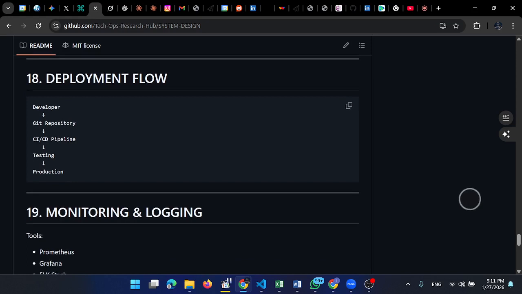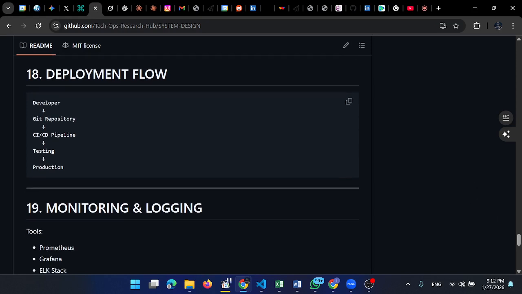And then now we have deployment flow. When it comes to deployment flow, you need to understand the process from scratch. You as a developer, you need to understand, how do I go about my deployment flow? First of all, you need to access the Git repository, and then you have a CI/CD pipeline, then testing, then production. Basically, that's the flow. That's how the deployment flow actually looks.